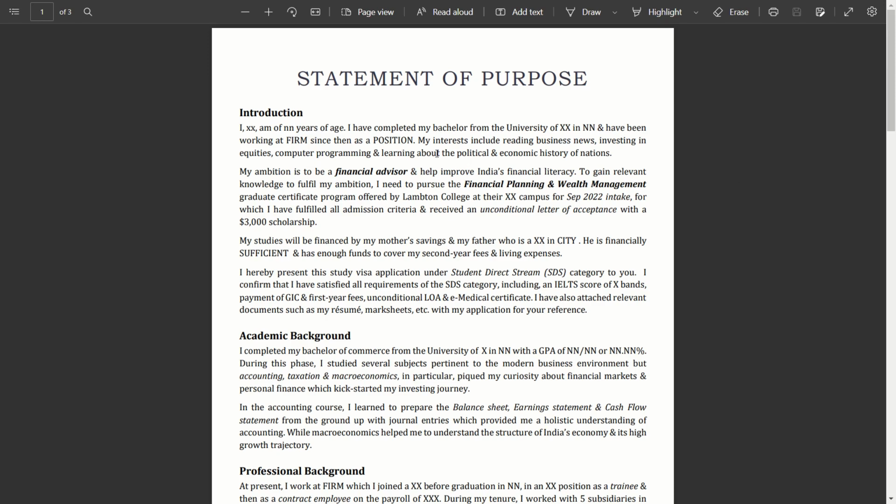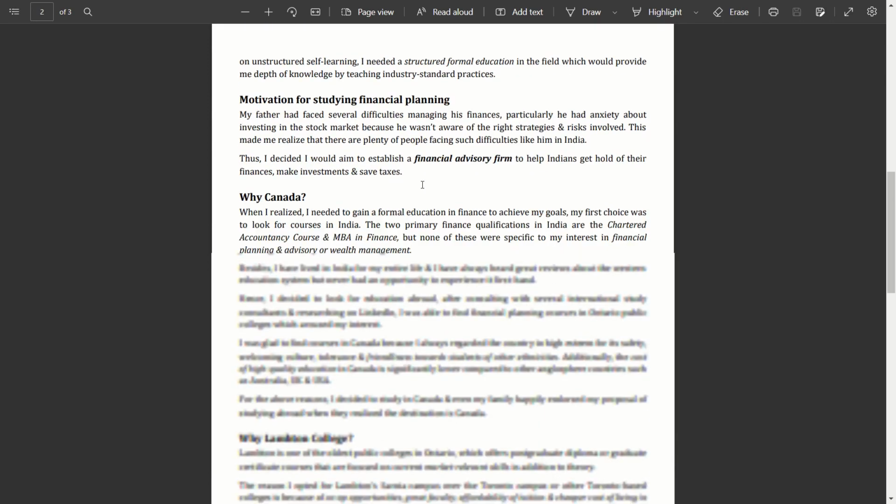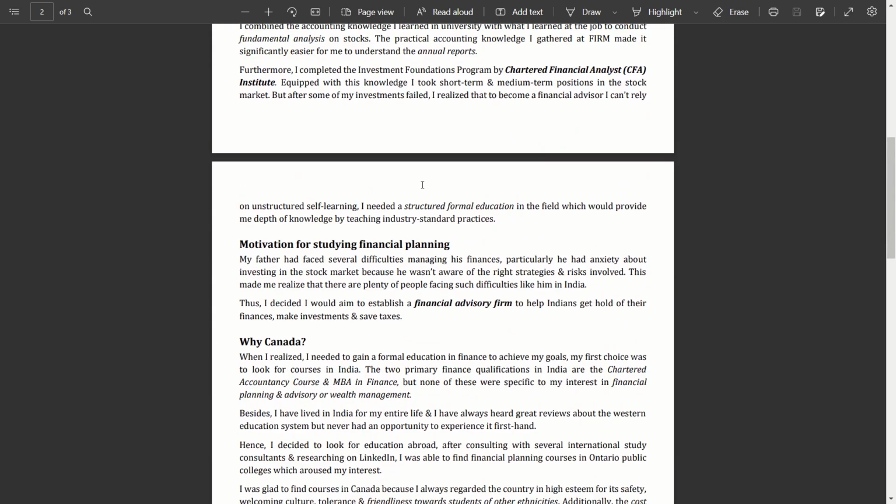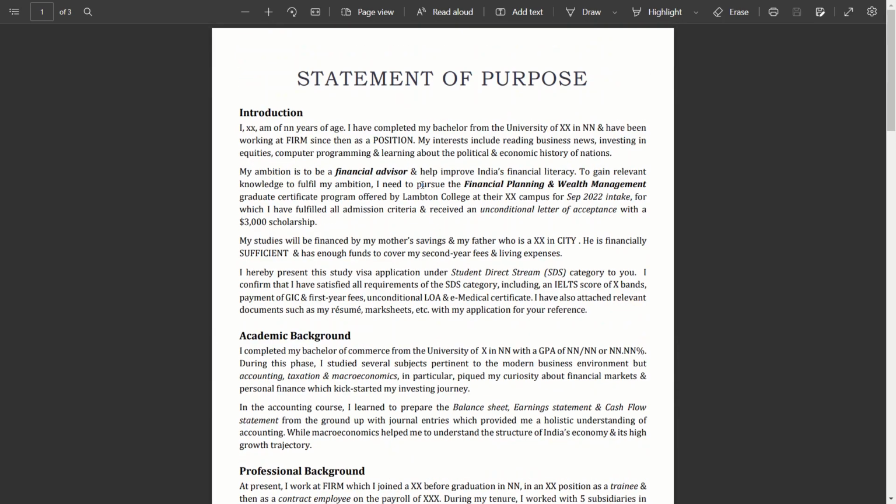If the SOP is beyond 3 pages, try to reduce the size of margins so that it fits in 3 pages. As you can see, I have done some basic formatting to highlight important points in my SOP, so the visa officer does not need to search through text.